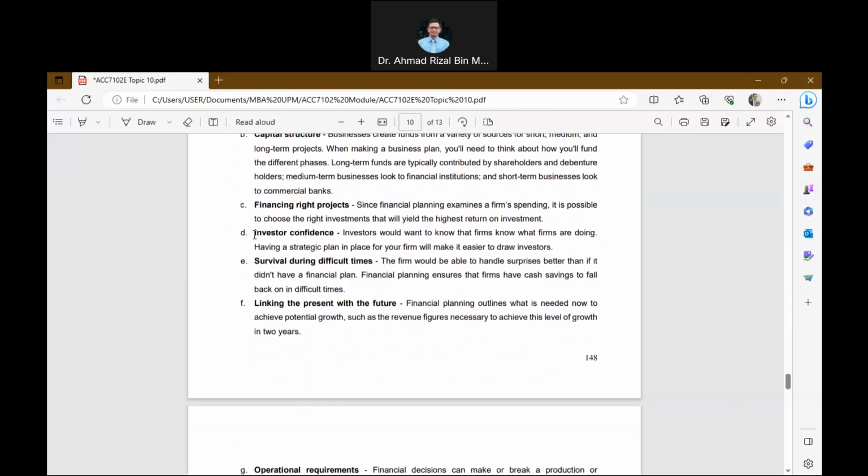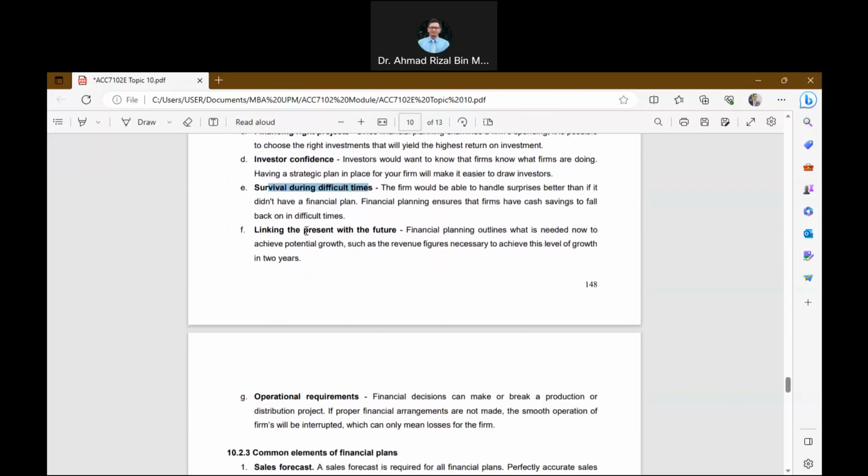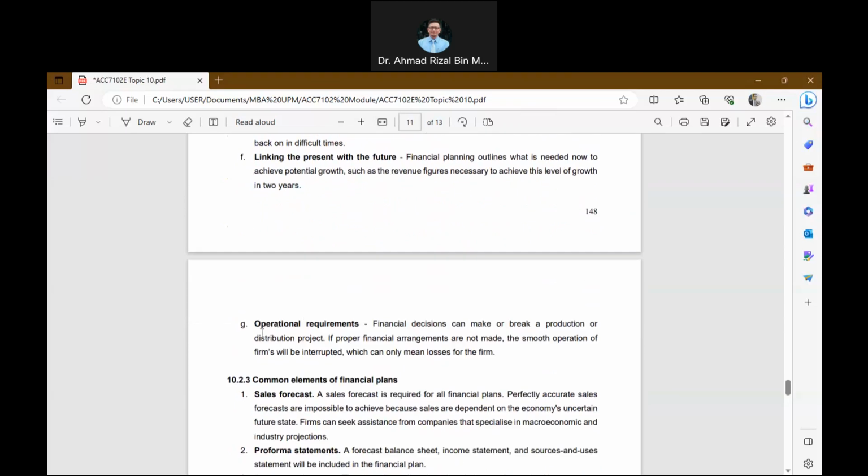And confidence to the investor as a signal, okay, to the investors that you are doing the right thing and heading in the right direction, and to survive during difficult times. And also, you would want to match, or link, the present with the future. Whatever you are forming at the moment is an indication that paves the way into how you would grow into the future. Finally, to determine the operational requirements.